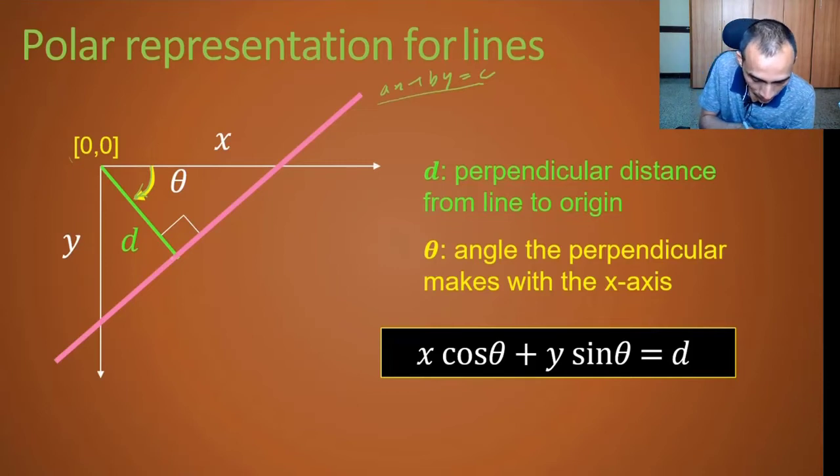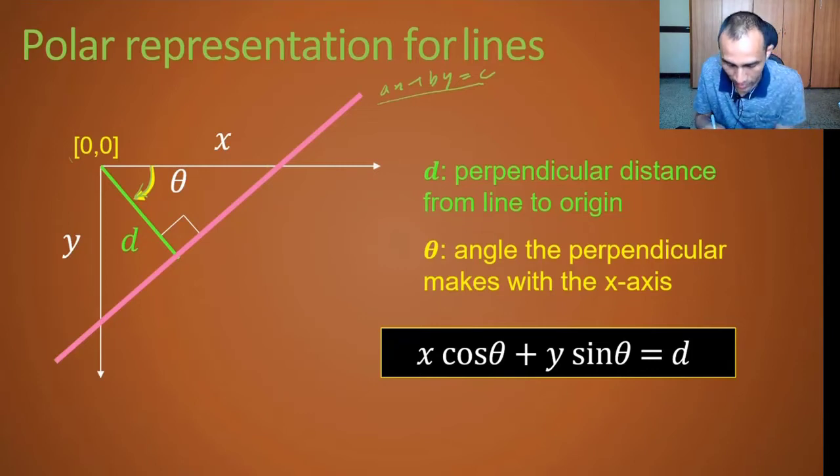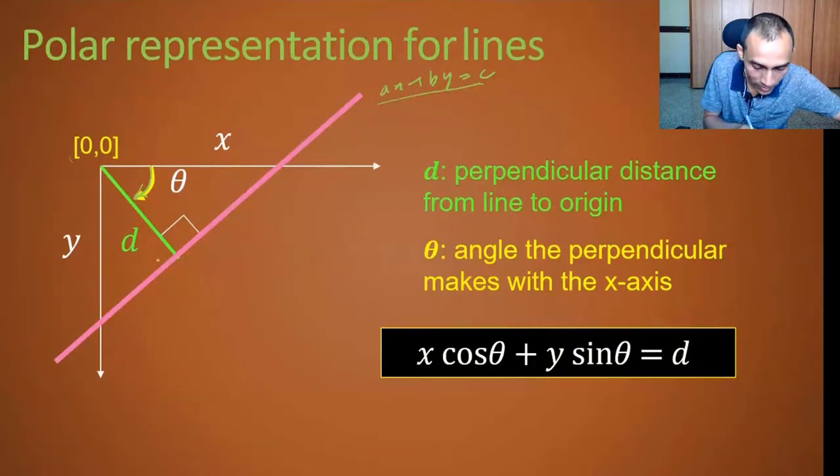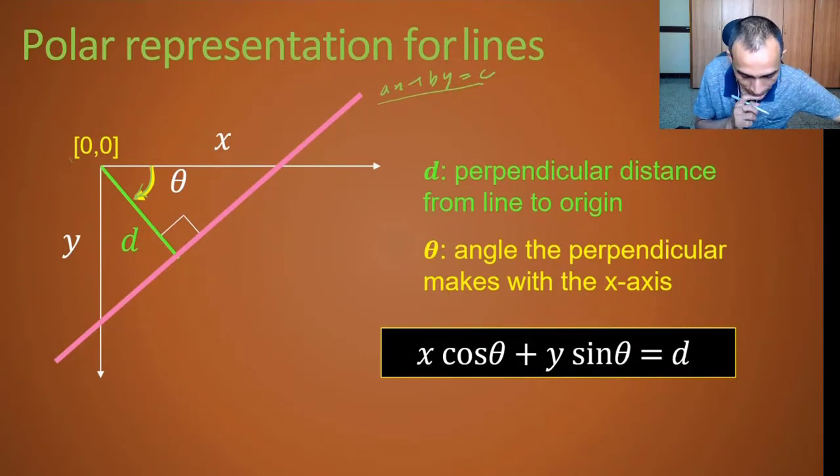And d is the perpendicular distance from the origin to the line. So this is one other way of writing our straight line equation, using the perpendicular distance and the theta that the normal vector to the straight line makes with the x-axis. Okay, so now the advantage with this is that we have avoided the problem of the slope going to infinity.